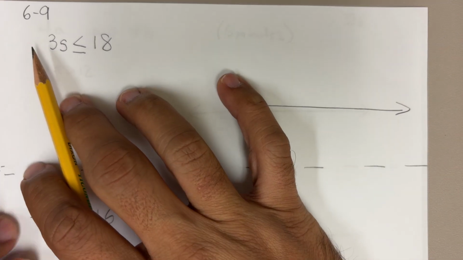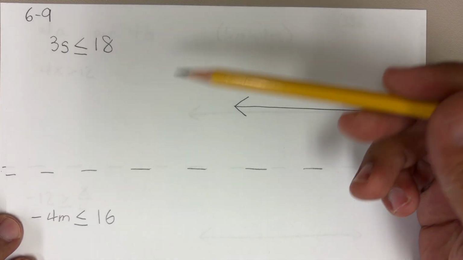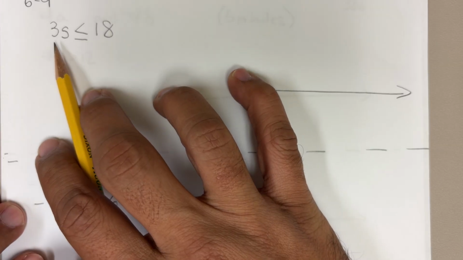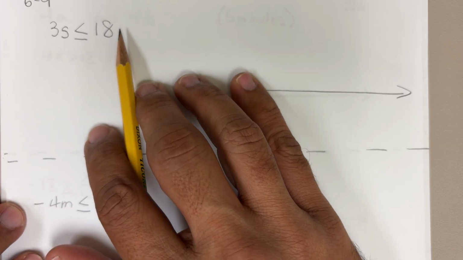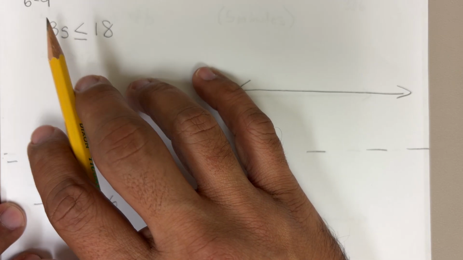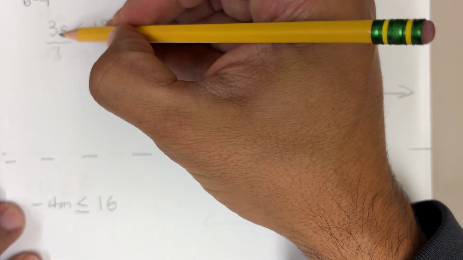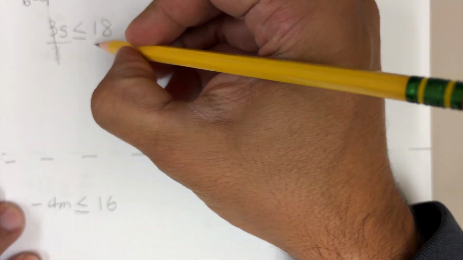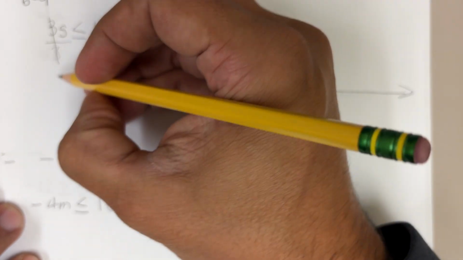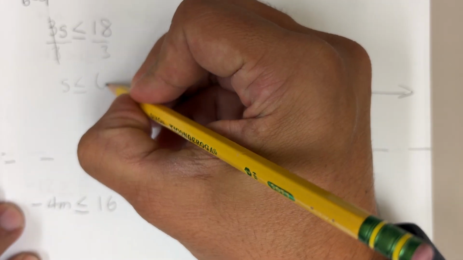All right, so this lesson is on 6-9, solving inequalities by multiplying or dividing. So let's solve this one. 3s is less than or equal to 18. So we've got to get rid of the 3 because I just want to know all the possibilities of s. So we're going to divide by 3 because they're multiplying. Now this cancels. Divide by 3 on this side, because whatever you do to one side, you must do to the other. Then we're left with s is less than or equal to 6.